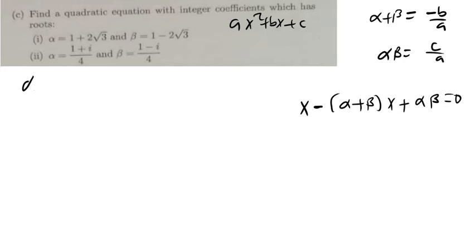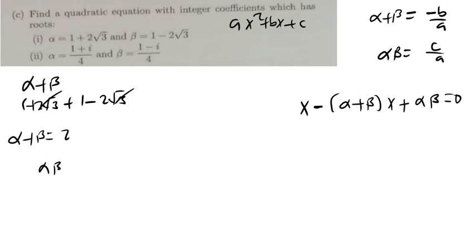The first thing we are going to say is: what is alpha? Alpha is 1 plus root 3. Beta is 1 minus root 3. So you know that these will cancel, and I'll end up having alpha plus beta being equal to 2. Then alpha times beta, you are just multiplying 1 plus root 3 times 1 minus root 3.